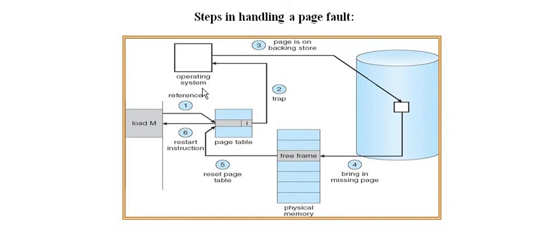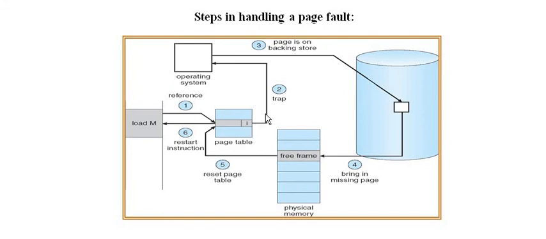So let us concentrate here. Load M is the information or address which we want to access. The first step is the reference. I said the page table has frames, and each frame has a bit. I means that information is not available, V means available. Then a reference will be done.